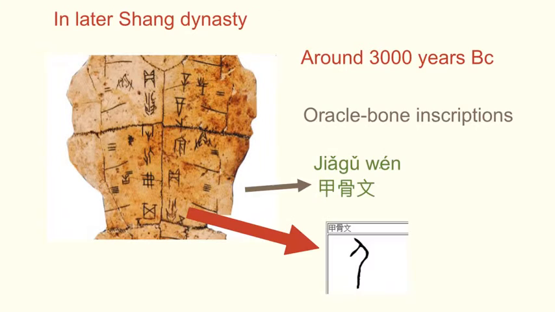In the later Shang Dynasty, around 2-3,000 years BC, we have the oracle bone script. The oracles means the characters were carved on the ox bone or tortoise shell.